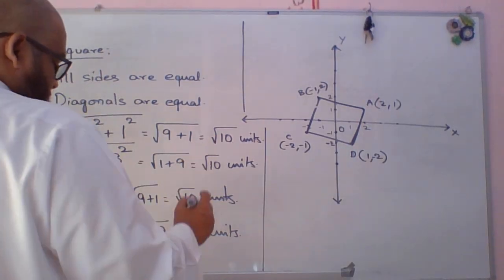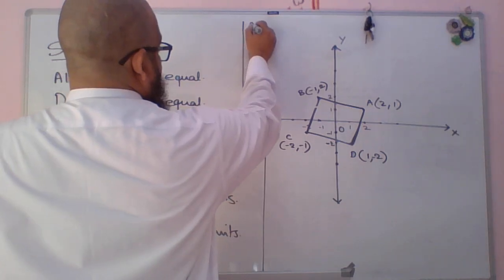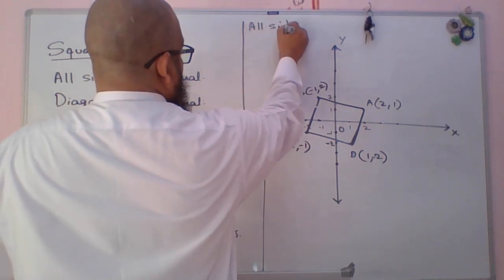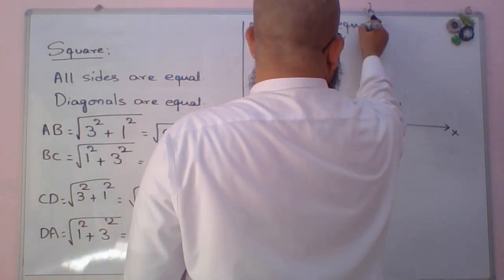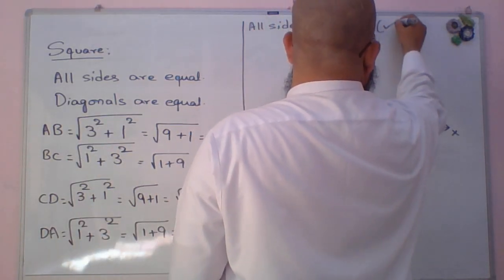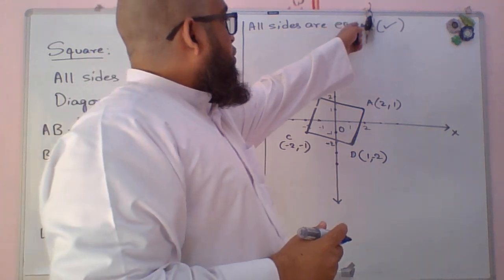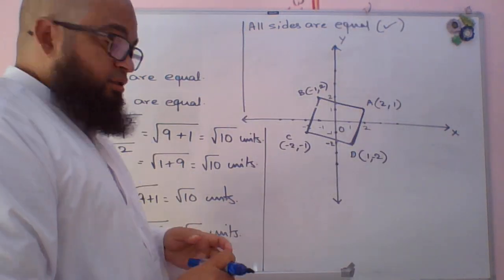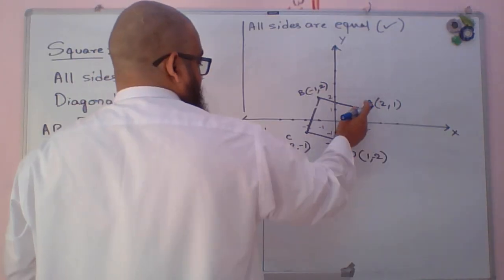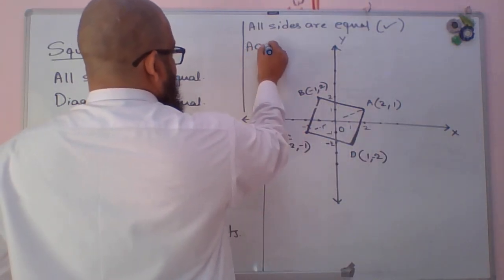So now after this, let us check here all sides are equal. All sides are equal. So now we have checked it. Okay, now what you are supposed to find is the diagonals. So what are diagonals? A and C. So let us find out AC.